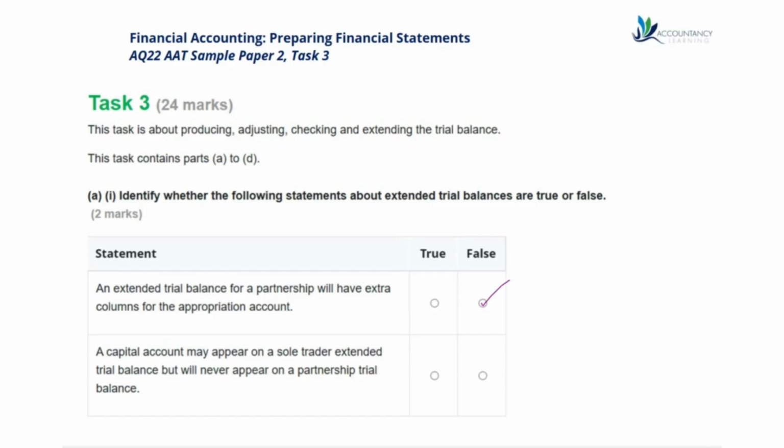A capital account may appear on a sole trader extended trial balance but will never appear on a partnership trial balance. This is also false because the capital accounts will appear on the TB and they'll just be separated out by partner.